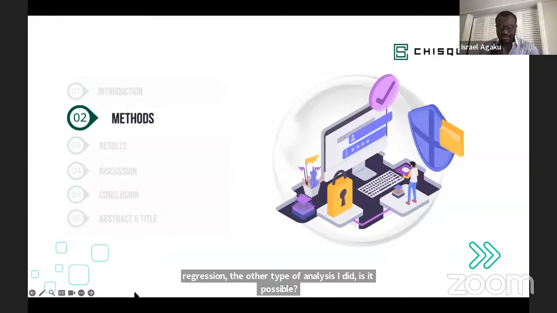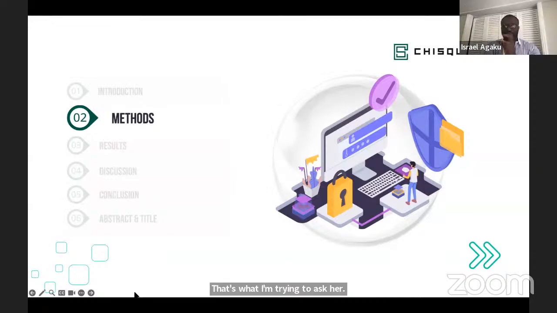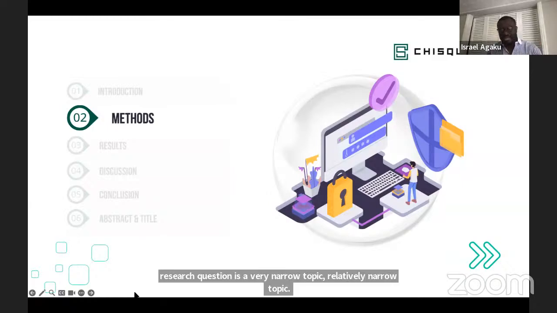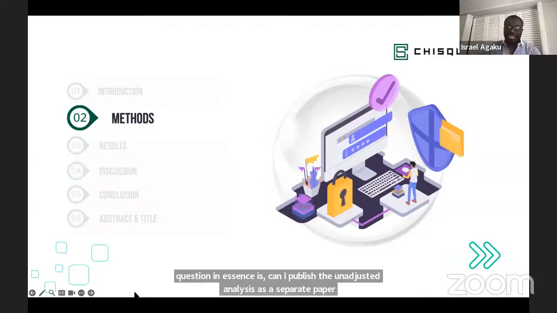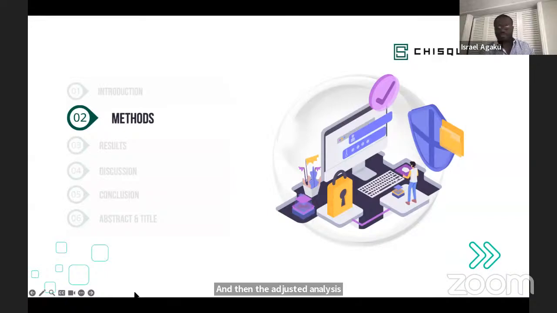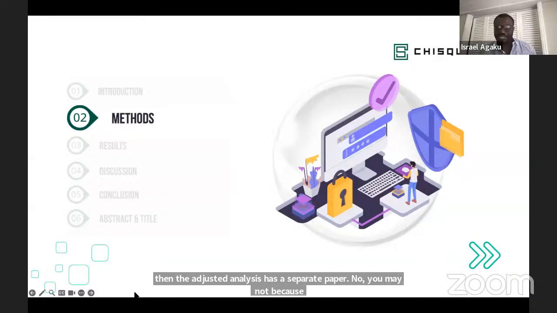No, you may not. The problem is, from your definition, it appears that your research question is a relatively narrow topic, with different methodologies. You've done the bivariate analysis and the multivariable analysis. Your question, in essence, is, can I publish the unadjusted analysis as a separate paper, and then the adjusted analysis as a separate paper? No, you may not, because that would be just duplication. Yeah, it's the exact same research question.